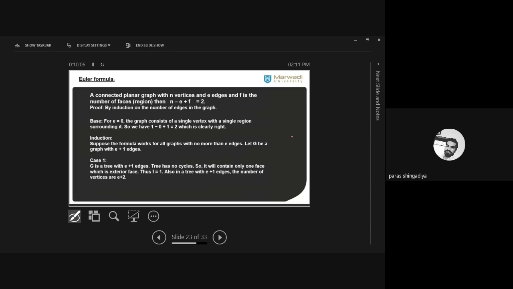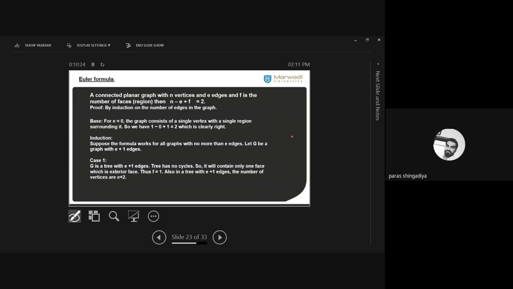Okay, so we consider two types of graph. One, in the case 1 we consider one of the tree. In case 2 we consider one of the graph which involves one or two regions. One or two circles means it is a region. So let's consider one tree which contains E plus 1 edges.